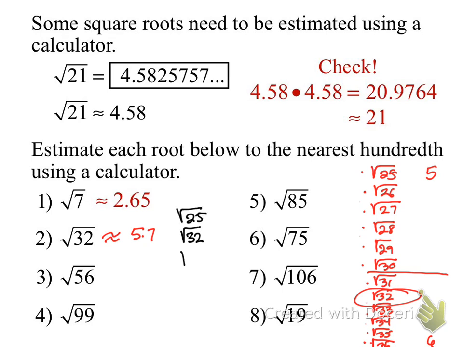25, and this is 36. You can see this is a distance of 7, and this is a distance of 4. So I don't have to write all those numbers out. I can use that. It's much closer. It's not halfway. It's beyond halfway. So I would likely guess 5.7. Do you understand? So I'm going to stop writing these numbers now.